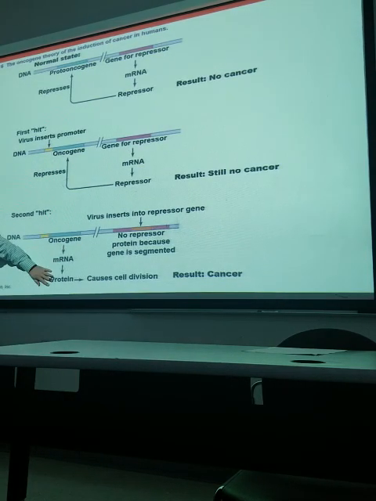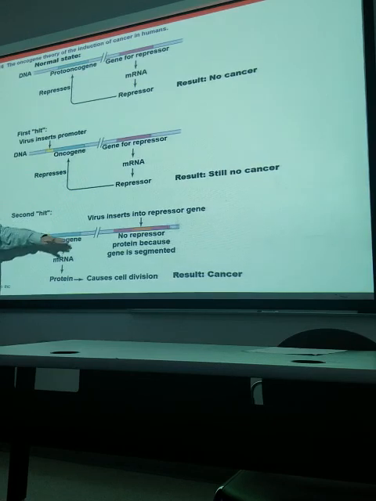So now you got rid of the repressor, so these are proliferation genes, and you've got a viral promoter in front of it. So they're just doing what? They're just turning that gene on, and it's just transcribing and transcribing and transcribing. So it's like a perfect storm, right?